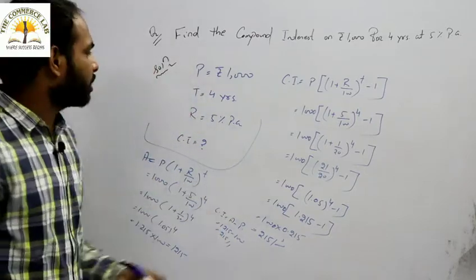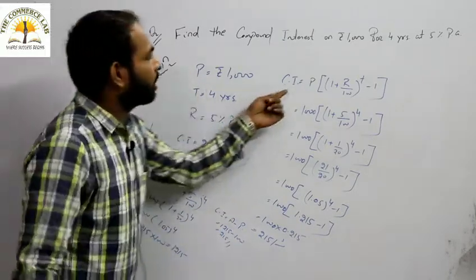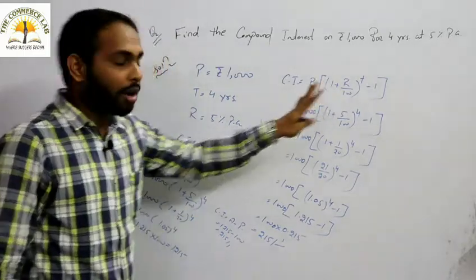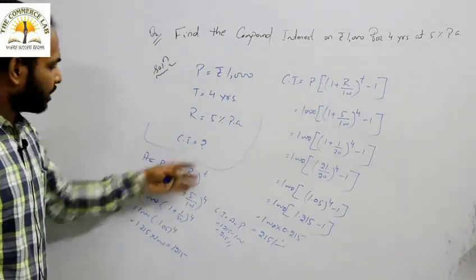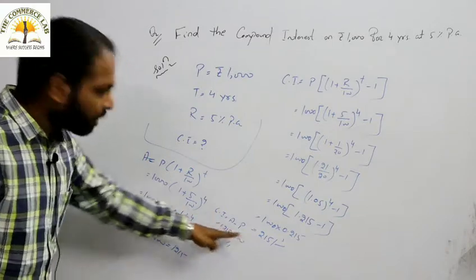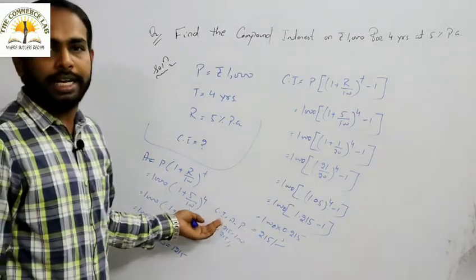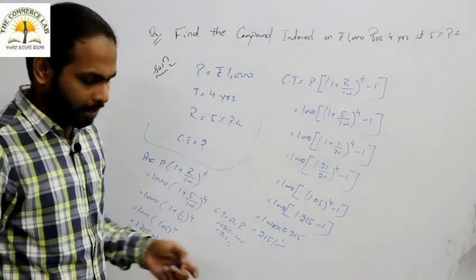So here is one process. You can directly calculate CI by using the formula, or you can calculate the amount, then subtract the principal from that amount, and then you will get the CI. Okay, fine.